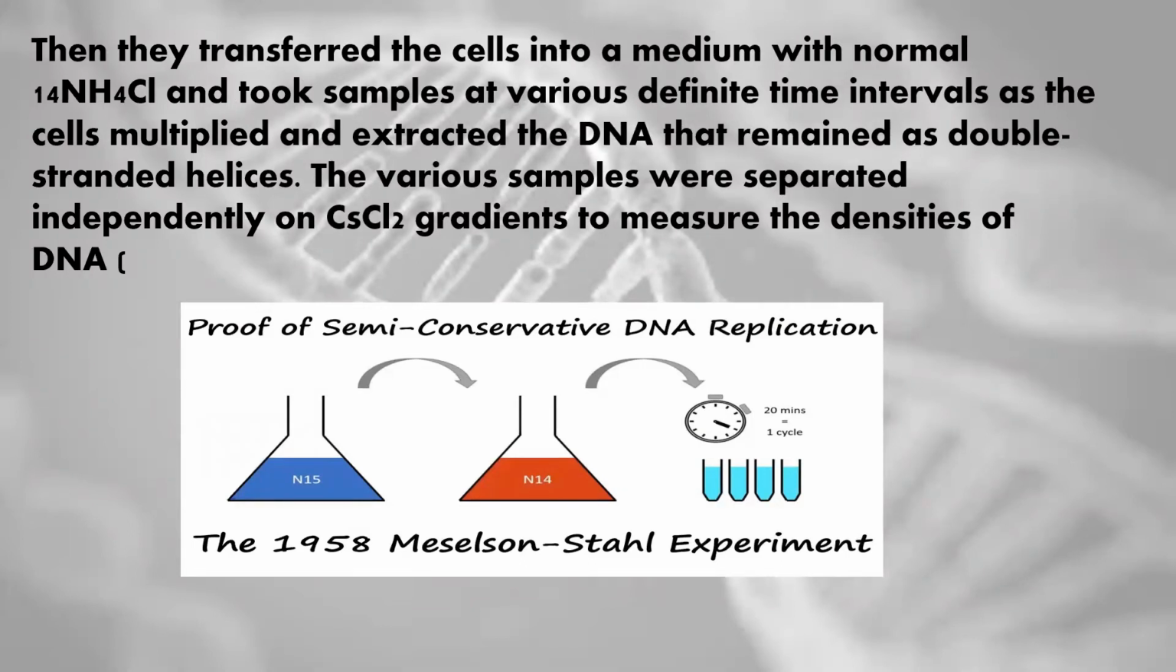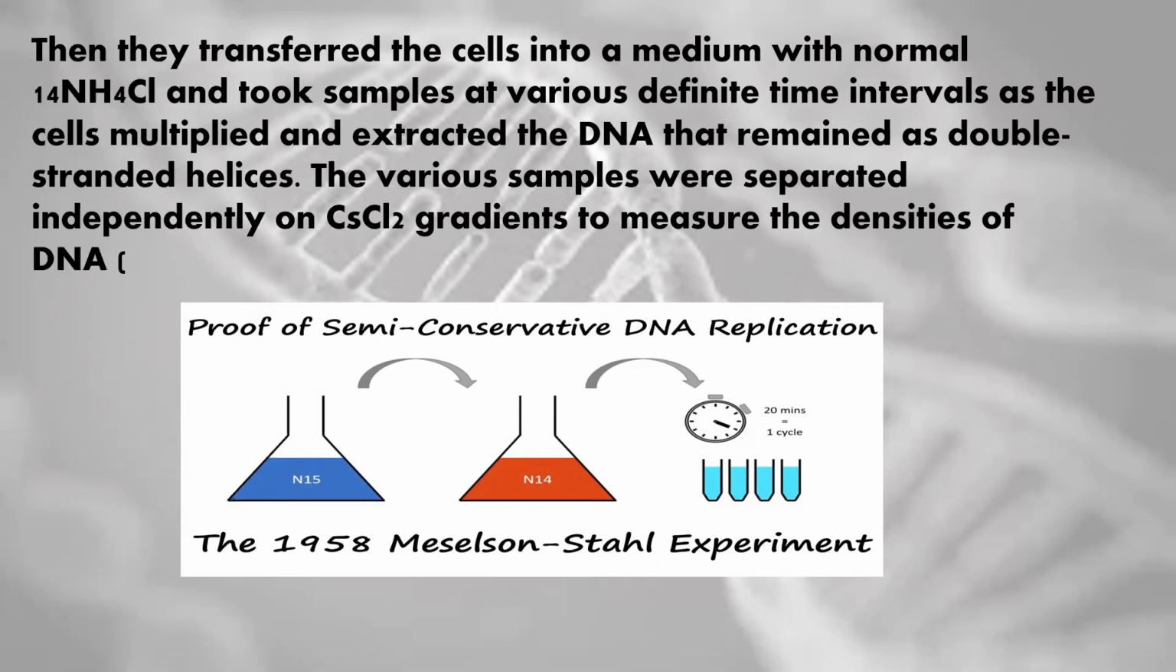And then they took out samples after a definite time interval when the cells multiplied, and then they extracted their DNA that was still having the double-stranded helix. Now these various samples were separated independently by the cesium chloride gradient method to find out the density of the DNA.